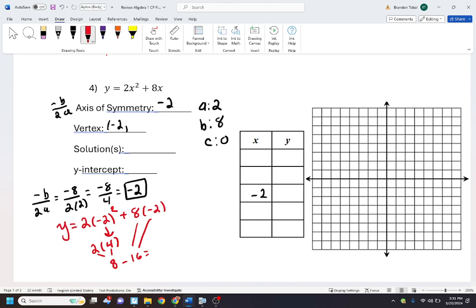So what's 8 minus 16? -8. Okay, what's -8 divided by 4? -2. Yeah, because it's -8. Don't forget the negative b part. So that's -2.